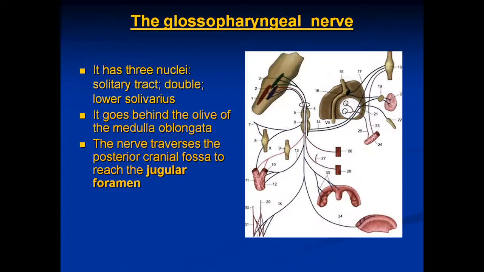Next nerve, the glossopharyngeal nerve, the 9th pair of the cranial nerves. It is a mixed nerve. It has three nuclei: solitary tract, nucleus ambiguus, and inferior salivatory, located at the level of the dorsal part of the medulla oblongata, in the rhomboid fossa. Then it goes behind the olive of the medulla oblongata. The nerve traverses the posterior cranial fossa to reach the jugular foramen.